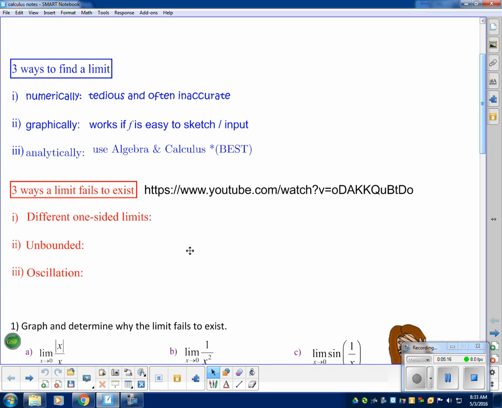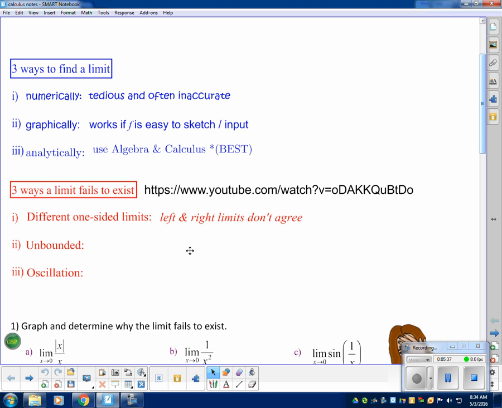Found that clip. The three ways a limit fails to exist. You can have different one-sided limits. You may remember the two that look like this on Geometry Sketchpad? We had one down here, one up here. So from the left, it approaches a different value than from the right.